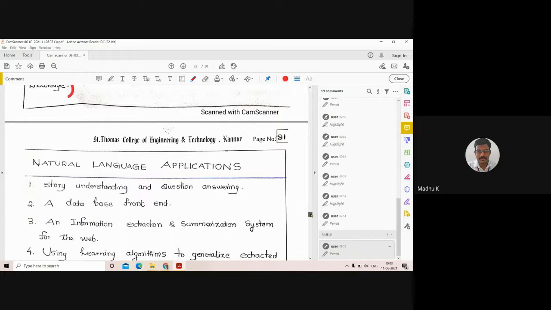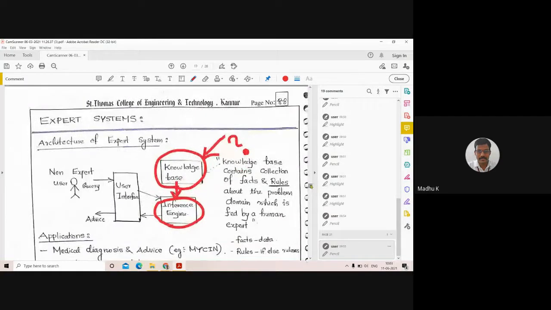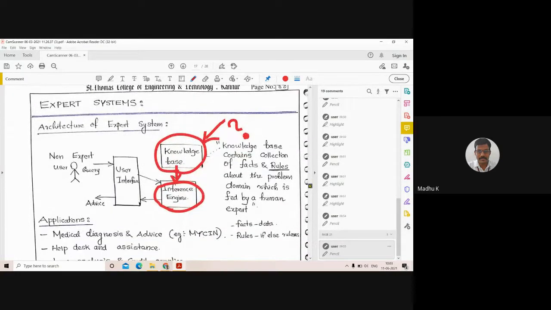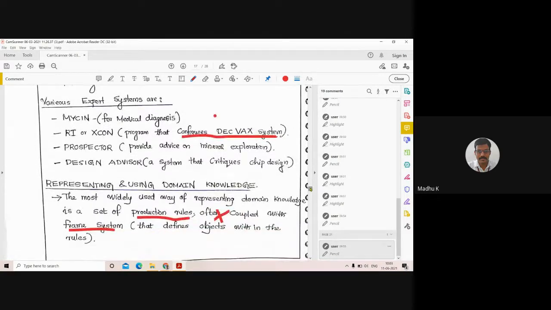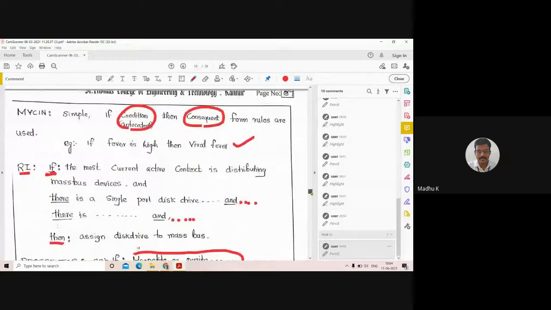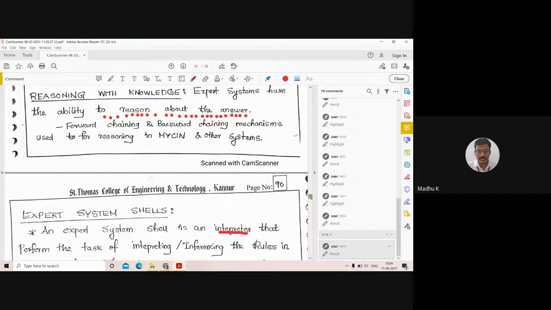Next, this is about the expert system topic. In the first part we discussed what an expert system is, the architecture, applications, and different types of expert systems. Then we considered various issues, which are the different issues in representing and using domain knowledge. Another issue is reasoning with the knowledge, that is, if you give an answer, you are responsible for answering about the answer. That is through forward and backward chaining mechanism.